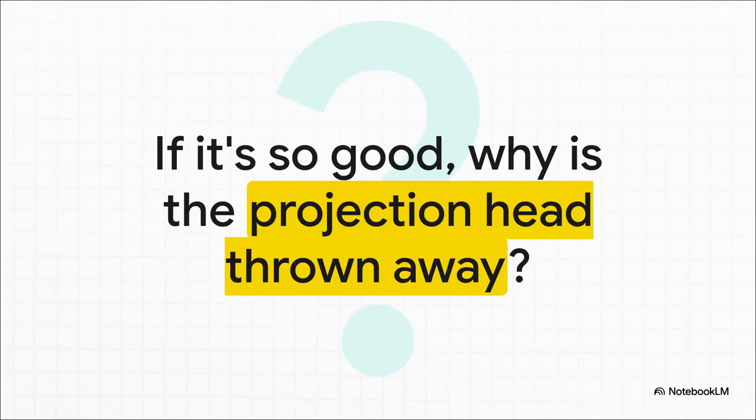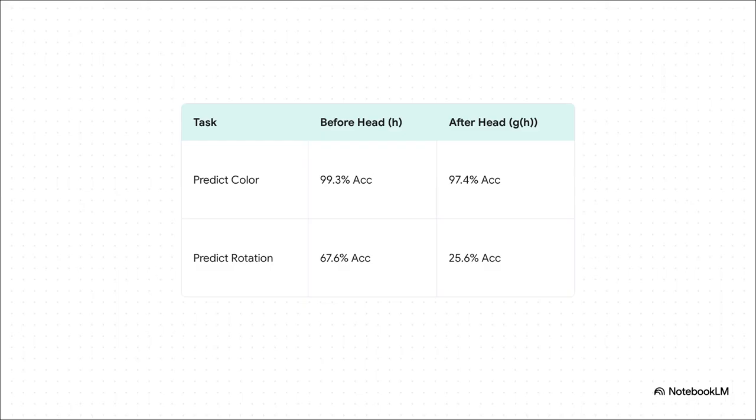Which brings us to this really fascinating paradox. This little component that gives you this massive boost in learning, you throw it away when you're done. For the final task, you just use the main network. So what is going on here? Why add something just to get rid of it? And here's the answer. It's actually brilliant.